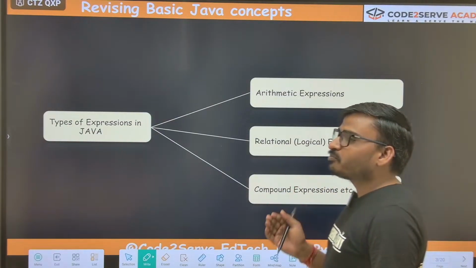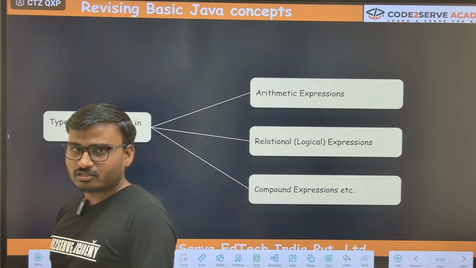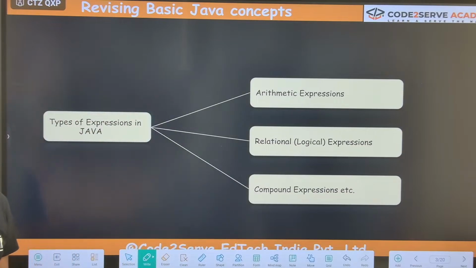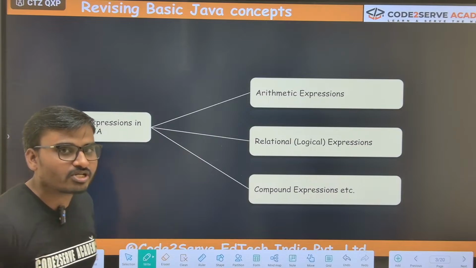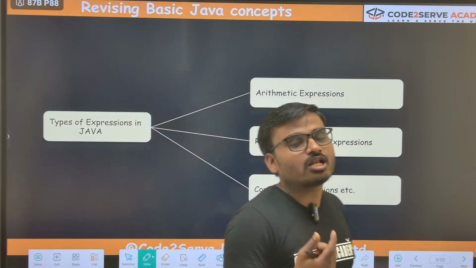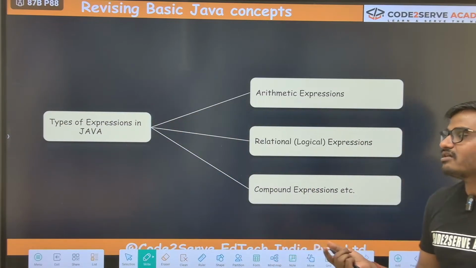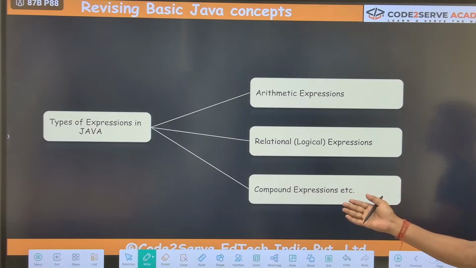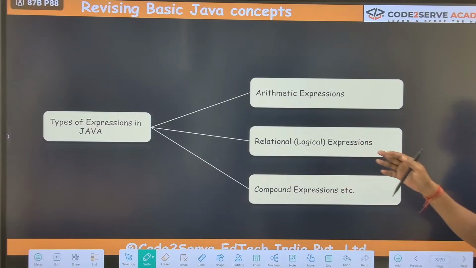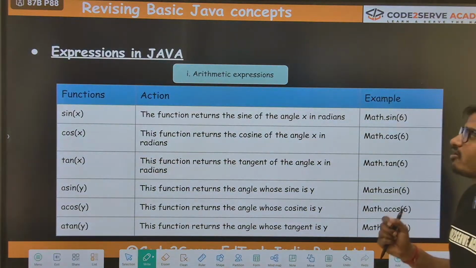The expression can be arithmetic, that means only arithmetic operations are present over here, or it can be a logical expression. You have already learned about the logical operators in the last class. And similarly, we can have a compound expression, that means a combination of both of them. All right, now let's move forward.